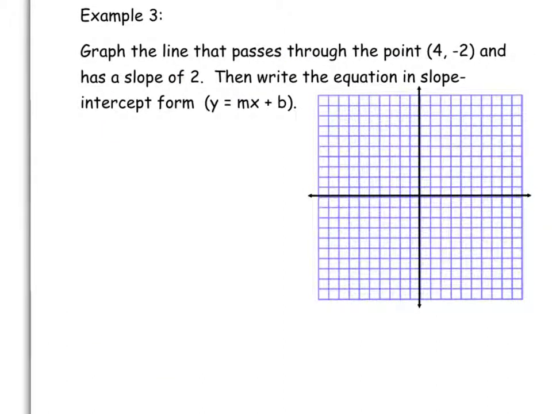For this last example, I wanted to relate it back to what we've been doing in the past with graphing. So it says graph a line that passes through the point 4, negative 2, and has a slope of 2. And then we're going to write the equation. So 4, negative 2. Remember, this 4 is your x, and this is your y. So we start at the origin, and we go over 4, 1, 2, 3, 4, and up. Sorry, down 2. So here is 4, negative 2, right there.